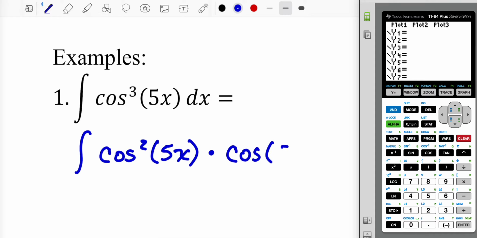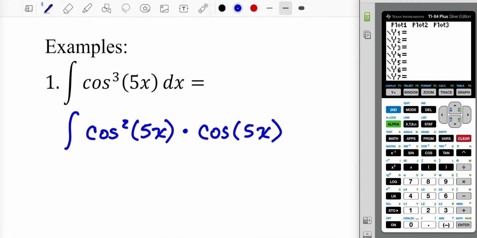multiplied by cosine of 5x dx. That's what I mean by saving a cosine. This is the cosine that I'm saving. I'm hanging on to that. But this one is a power of 2.